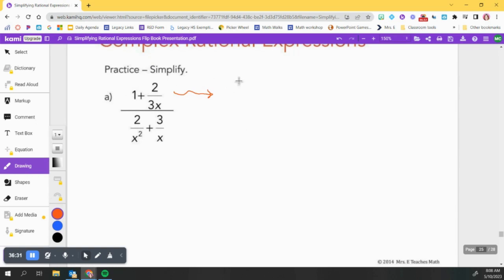Now 1 is not a fraction, I'm going to make it a fraction, 1 over 1, plus 2 over 3x. Now what we worked on today is the common denominator. Between 1 and 3x, what would the common denominator be? So the factor here is a 1, the factor here is a 3 and an x, so the LCD is just going to be 1 times 3 times x, which would be 3x.